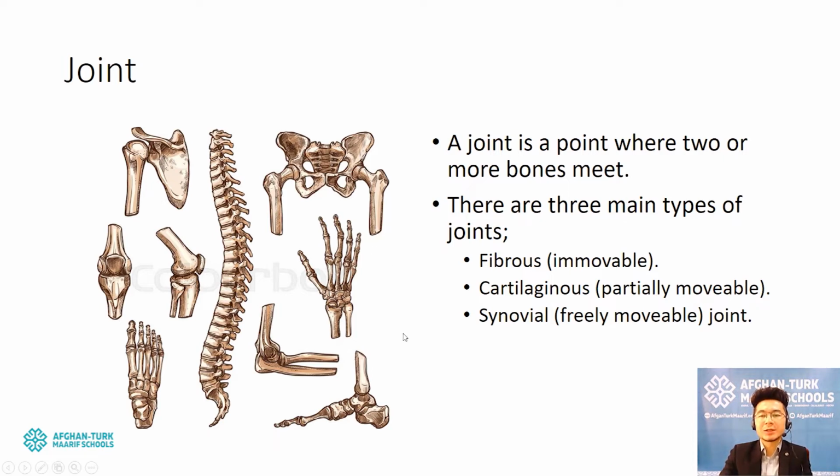As you know, a joint is the meeting point of two or more bones. We have three main types of joint inside our skeletal system. The first one is fibrous, which is immovable. The other one is cartilaginous, which is partly movable, and also synovial, which is a freely movable joint inside our skeletal system.